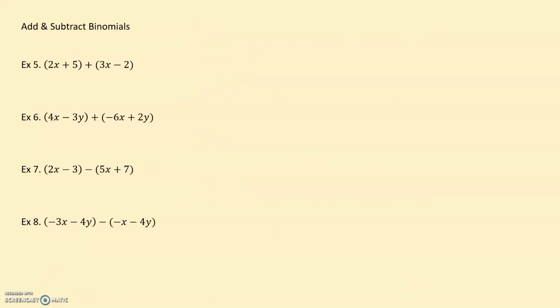Now we're going to take a look at adding and subtracting binomials. This has a lot to do with the combining like terms that we did in the last skill. So we have these binomials, and we want to see if we need to distribute anything. There's nothing going on outside these parentheses, so I think no in this case. And then we want to see what terms we can combine. So we can go ahead and drop the parentheses since we're not distributing. So 2x plus 5 plus 3x minus 2.